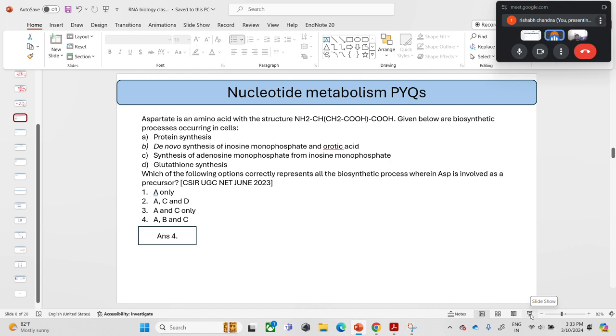So option four, sir. I'm only sure about the B part, that is de novo synthesis of inosine, and that is only present in option fourth. That's why I chose fourth, but I'm not sure about it. Protein synthesis, how is it related to glutathione synthesis, sir? Can you please explain?